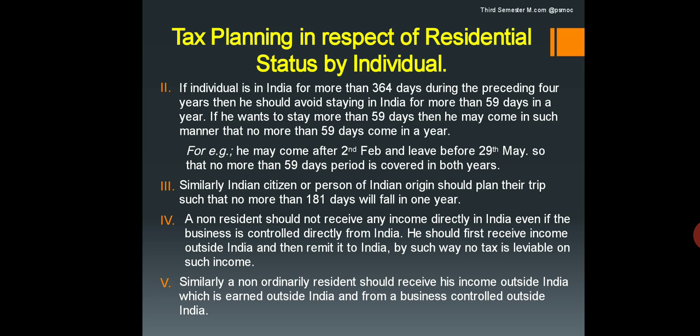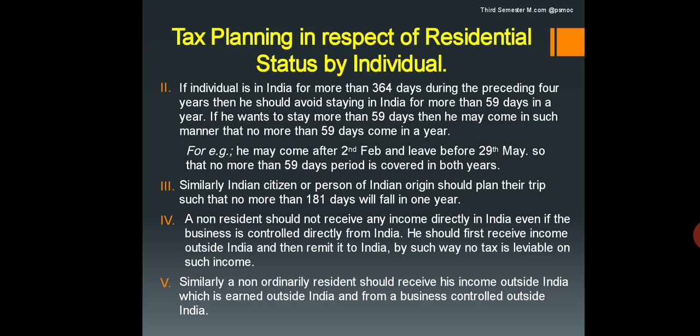What is that? The first basic condition was 182 days. If he is staying in India for 182 days, he will become a resident in India. So he should not stay in India for more than 181 days. The second condition was, if one person is in India for at least 60 days, and he has been in India for 364 days in the 4 years just preceding the current previous year, he becomes a resident. Okay, this was the second basic condition to become a resident.